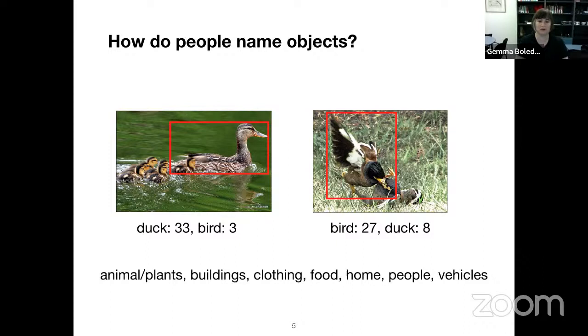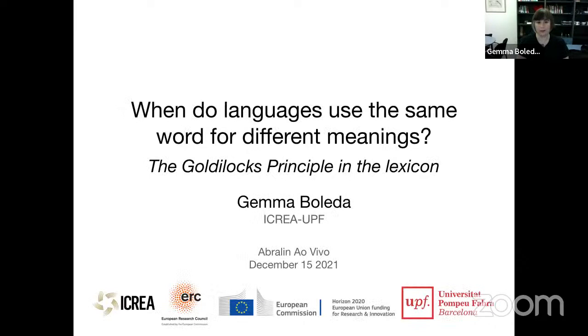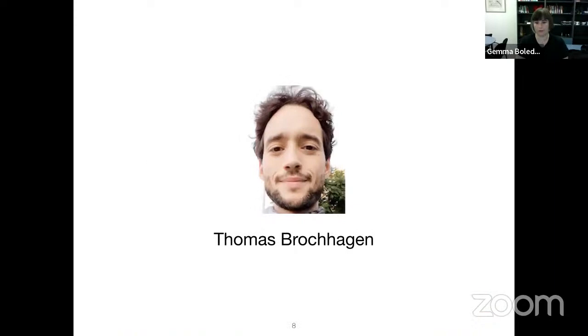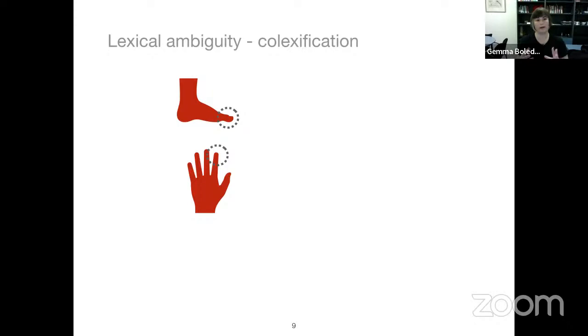So now back to the main topic. This part of the talk is joint work with Thomas Bochhagen, also from the Universitat Pompeu Fabra. Our work concerns lexical ambiguity, because we're asking when languages put more than one meaning in the same word. So we're talking about lexical ambiguity, but we do so from a particular perspective that makes using a different term instead of ambiguity useful. That term is colexification.